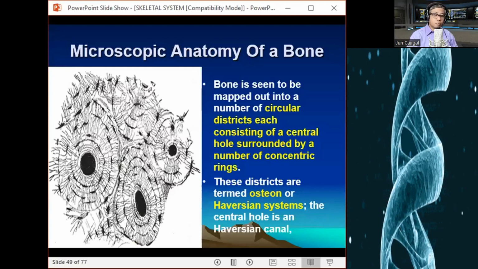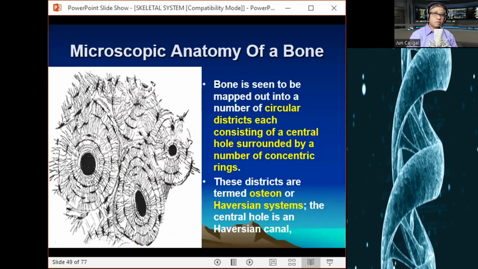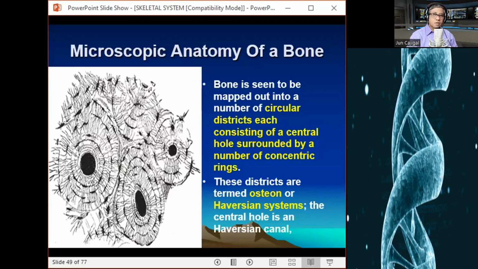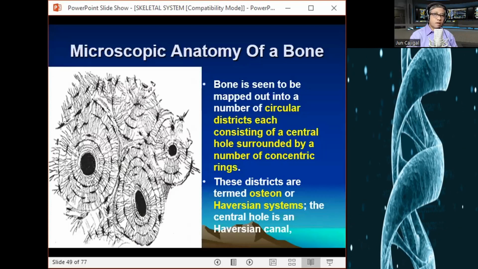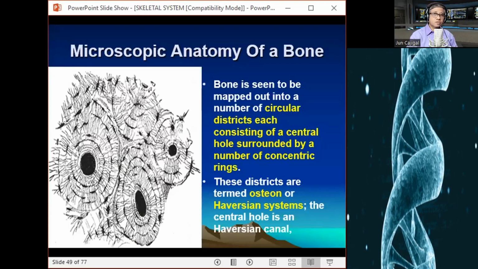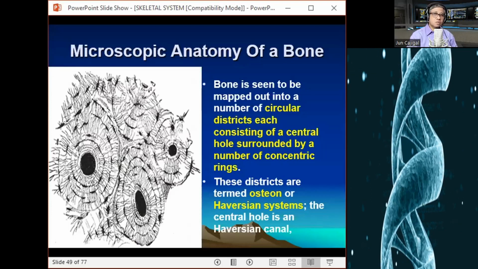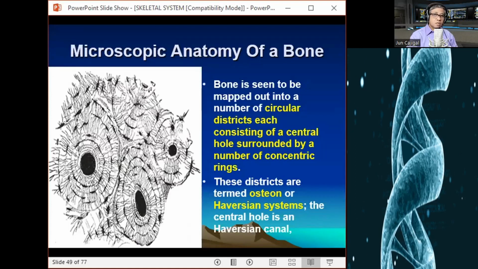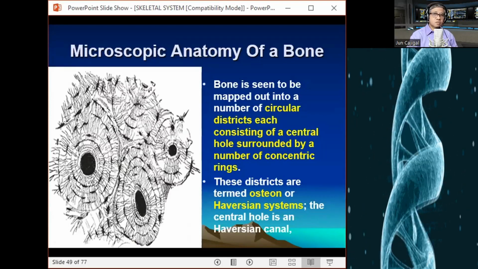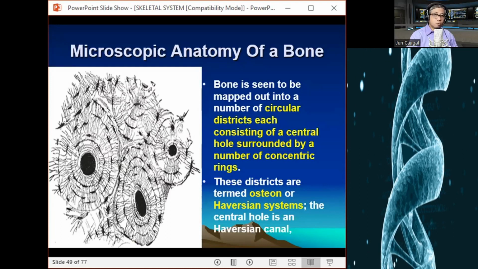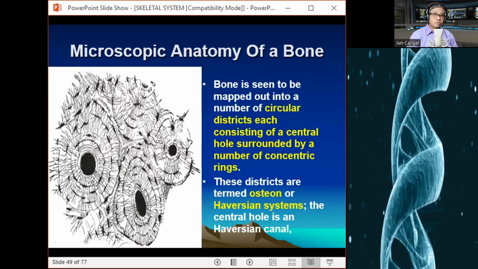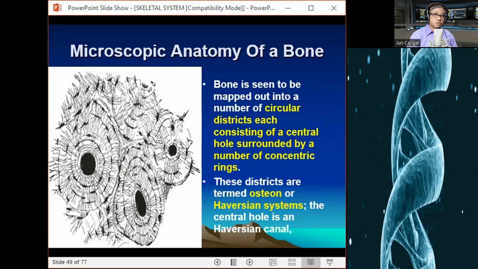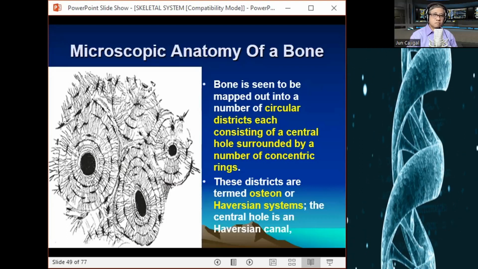Now, we have taken this up before when we studied animal tissues. Everybody kindly take a look at the illustration in our PowerPoint slide. Bone is seen to be mapped out into a number of circular districts. As you could see in our illustration, each of those circular districts is made up of a central hole surrounded by a number of concentric rings. These circular districts are termed osteon or Haversian systems.